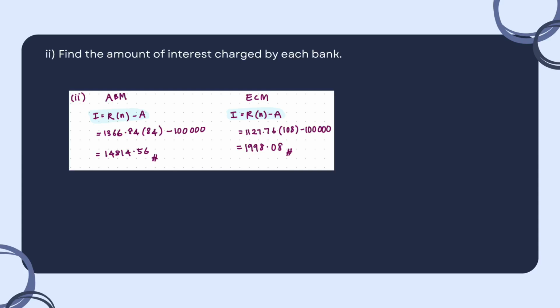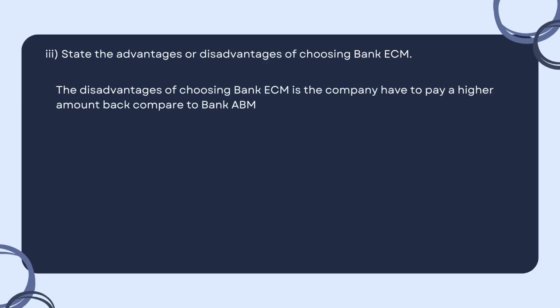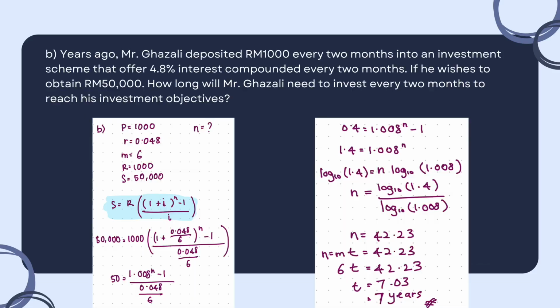1,998 ringgit 8 cents. One of the advantages of choosing bank ABM is that it offers a lower interest rate than bank ECM. Question 3 Roman. The answer is: the disadvantage of choosing bank ECM is that the company has to pay a higher amount back compared to bank ABM. Question B.